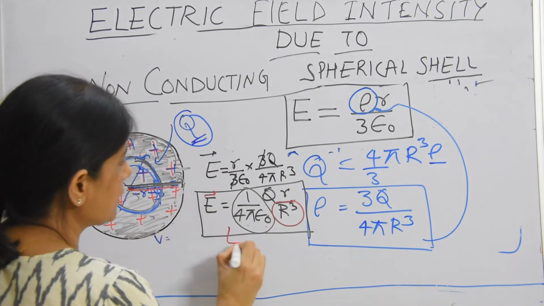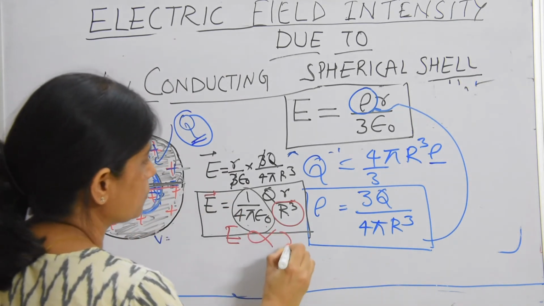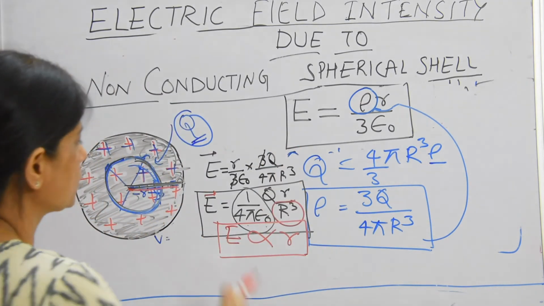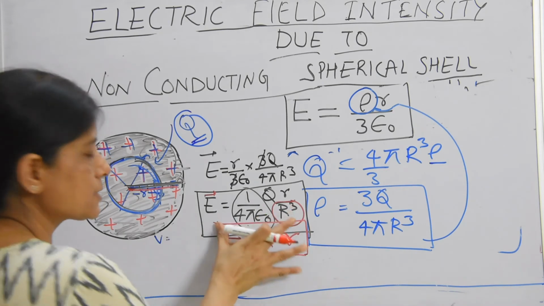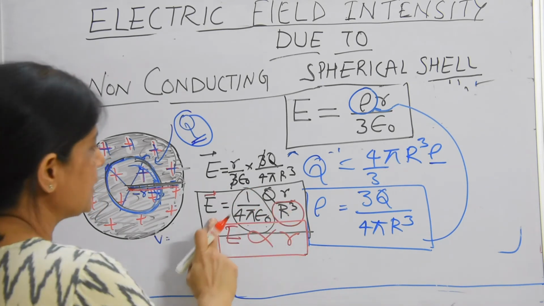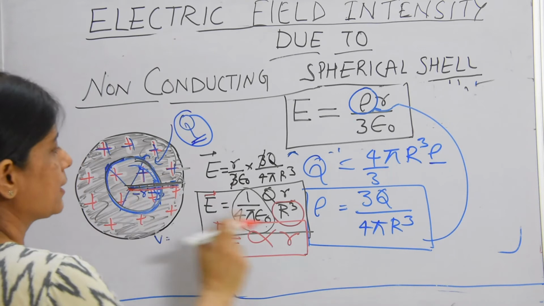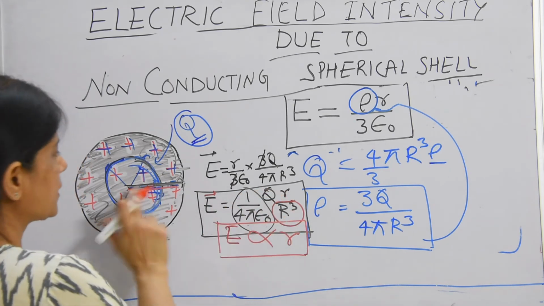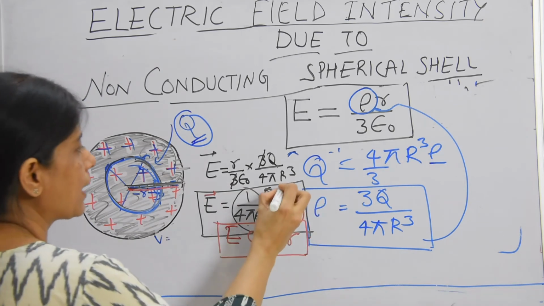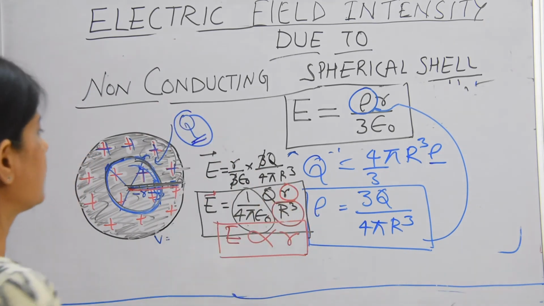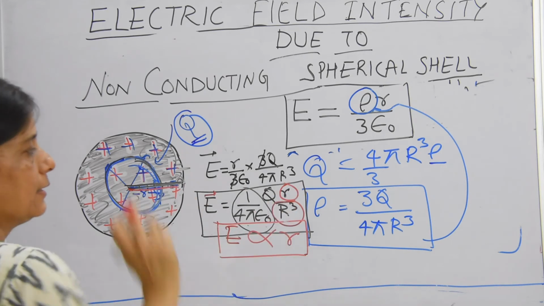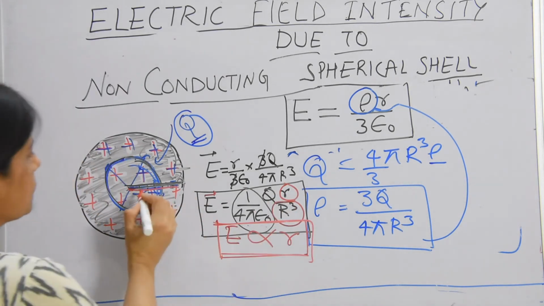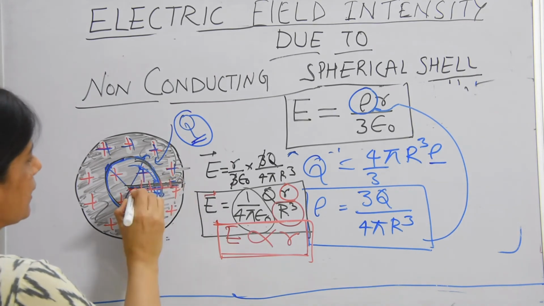Here E is directly proportional to r, as we know from the last derivation. This formula we have to learn: E inside the spherical shell is 1 upon 4 pi epsilon naught Q r upon capital R cube, where capital R is the radius of the sphere, and r is the distance at which we have to find the value of E inside.